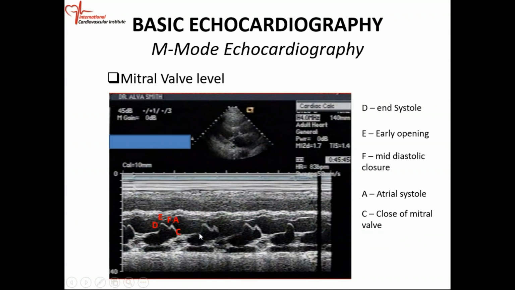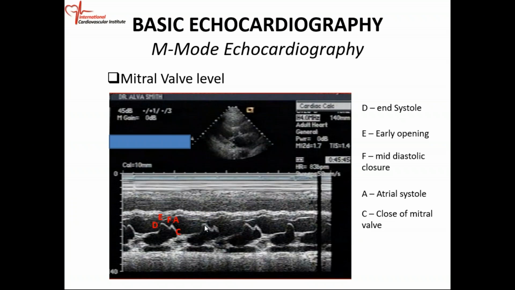We have what you call a D point. The D point is the end of systole, the beginning of diastole when the mitral valve opens. So the D point is end systole because the mitral valve is closed in systole. So this D point, which is right here, is the end of systole and the beginning of diastole.